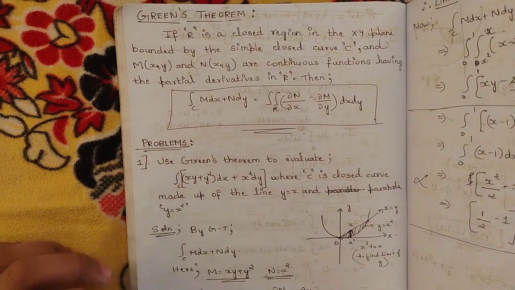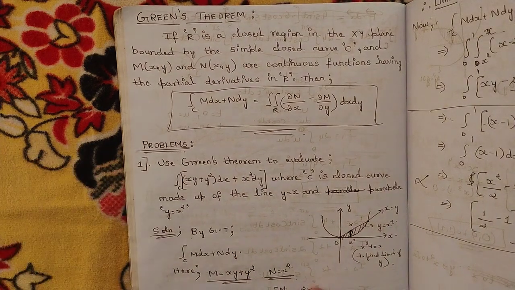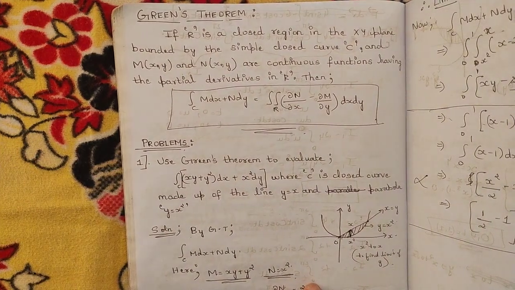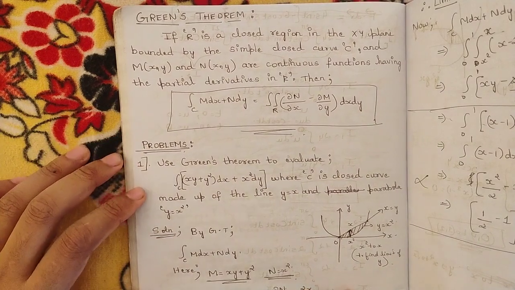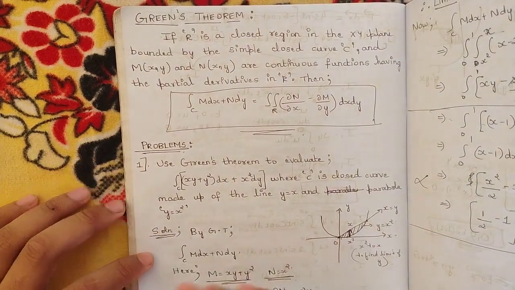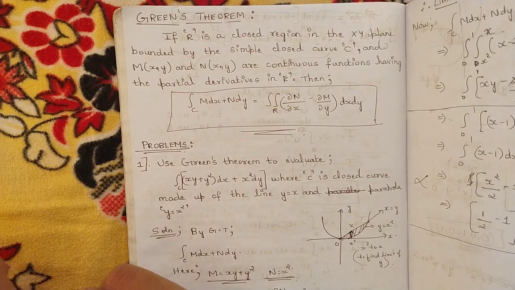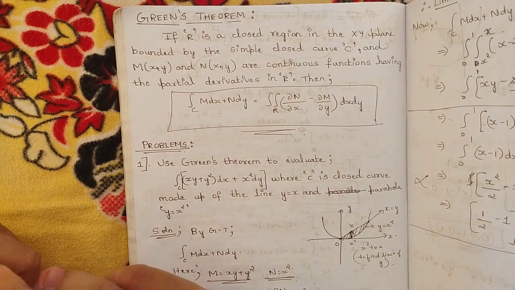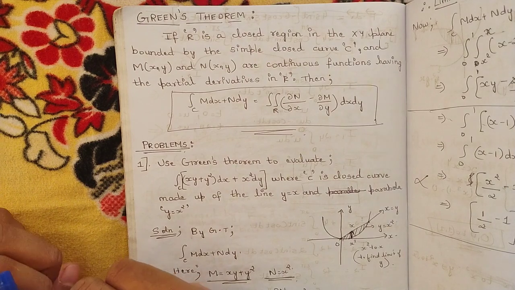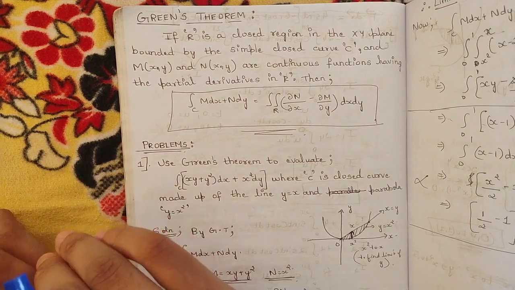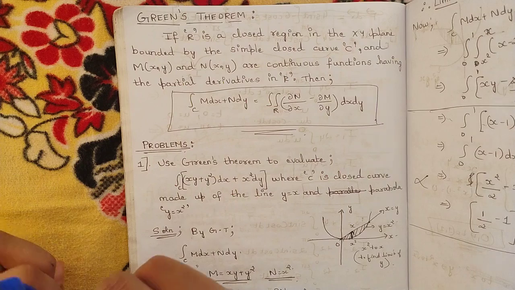In this video we are going to continue with the second chapter, that is Green's theorem. This is one more important theorem of this chapter, very important one. Let us see what this Green's theorem is, and let us get to a conclusion about what formula we would be getting from Green's theorem.